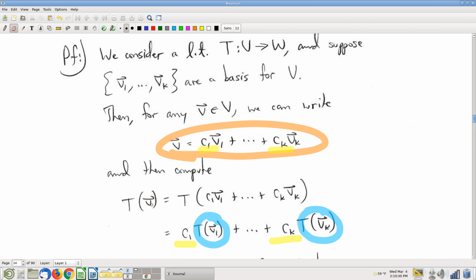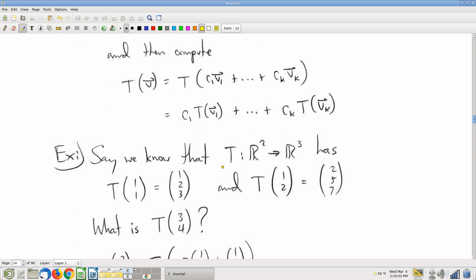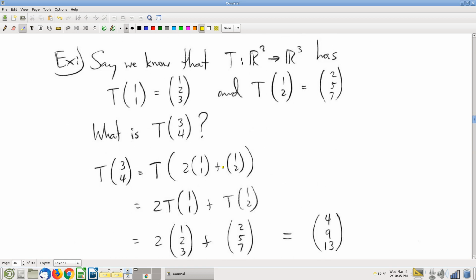Let me show you an example. Suppose we have a linear transformation from R2 to R3. Now there's countless functions from R2 to R3. Countless. About this one, I'm simply going to tell you T of (1, 1), and I'm going to tell you T of (1, 2). That's it. And I'm going to tell you that T is a linear transformation.